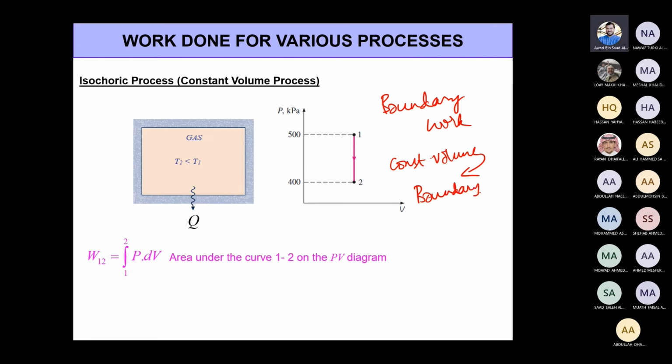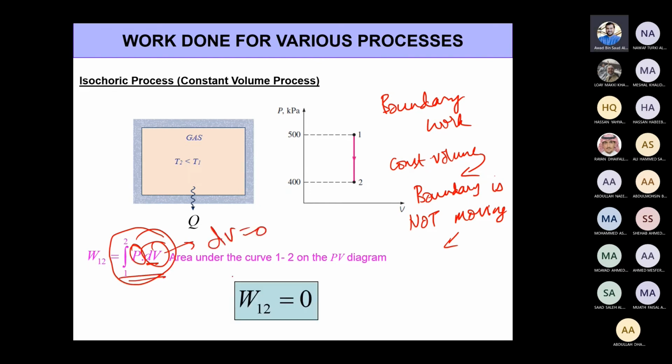Boundary is not moving. Okay. So if the boundary is not moving, then of course there cannot be any work output. So in this equation right here, the pressure may be changing as much as we like, right? But as long as dV is zero, change in volume is zero, this integral will be zero.